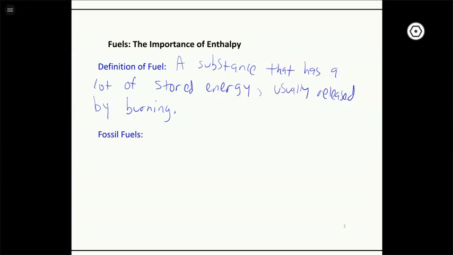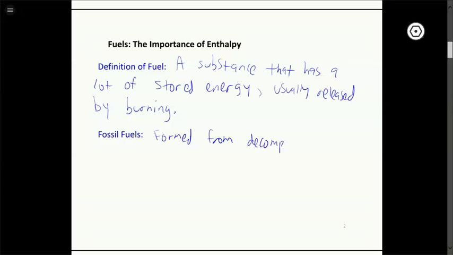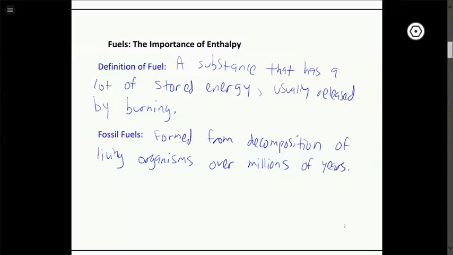Now, the types of fuels that we use today, most of them fall into the category of fossil fuels. So these are ones that are formed by decomposing living organisms. So when something dies, it goes underground and then is slowly decomposed over many millions of years and generates what are called fossil fuels. And this is a very slow process, so the fuels that we use require millions of years to generate, and then we dig them out of the ground and use them for our everyday life.